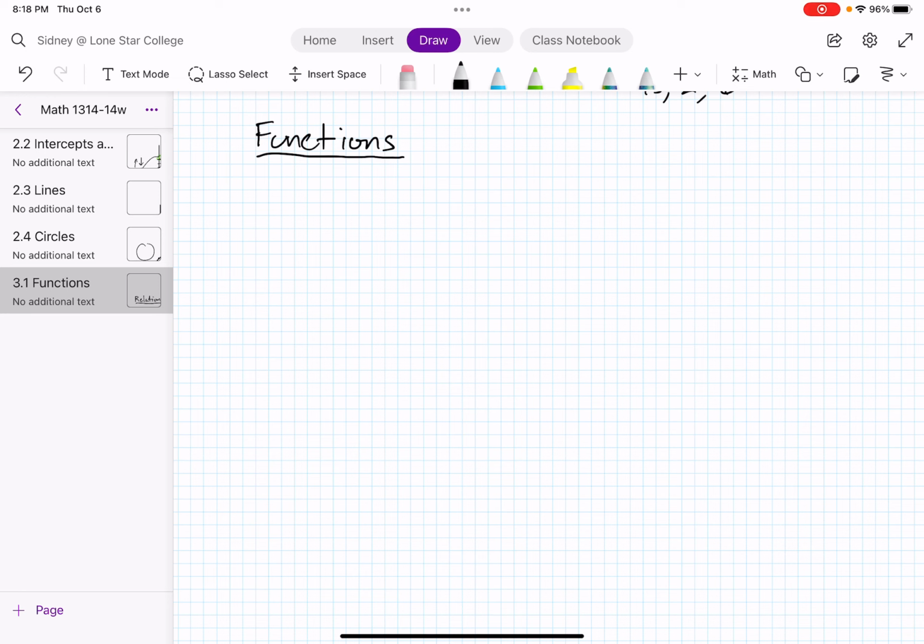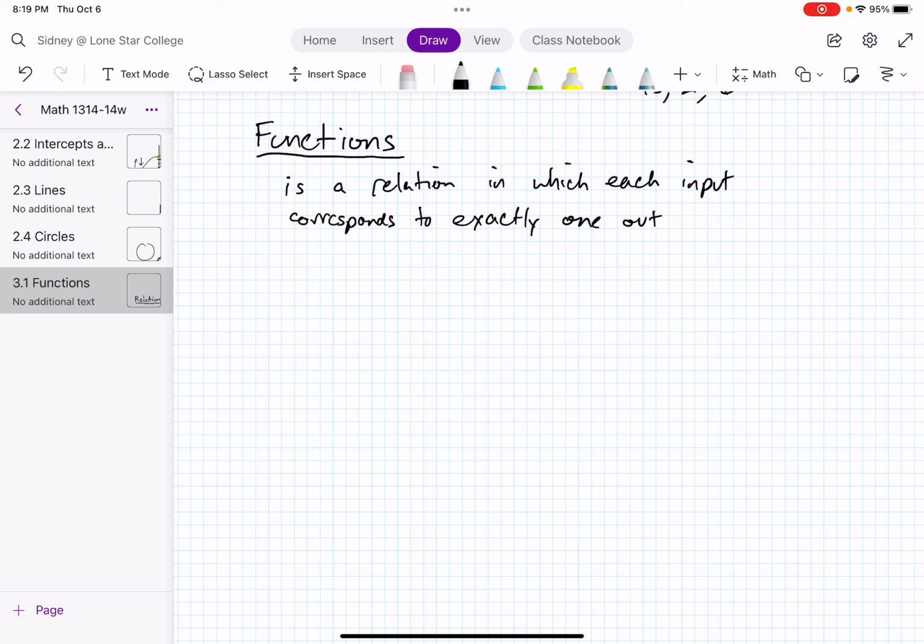So a function is a relation in which each input corresponds to exactly one output. A relation in which each input corresponds to exactly one output.